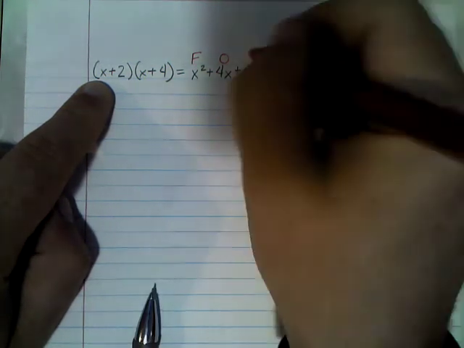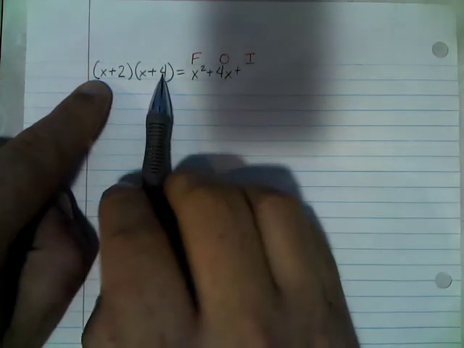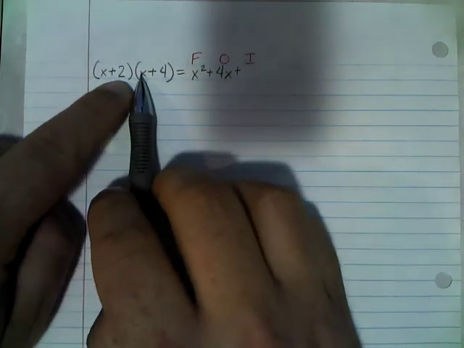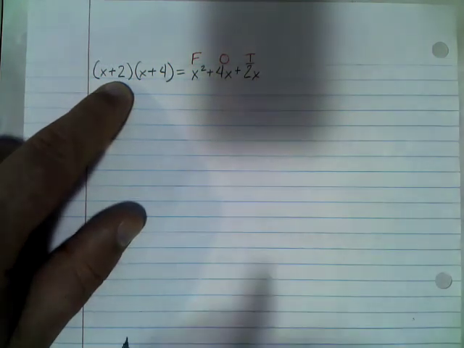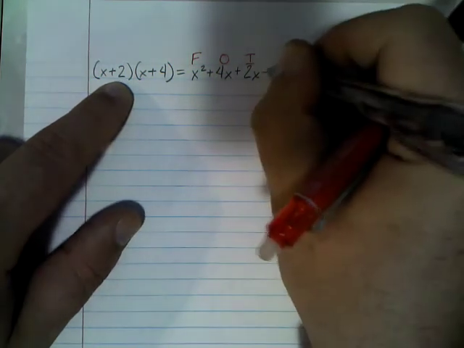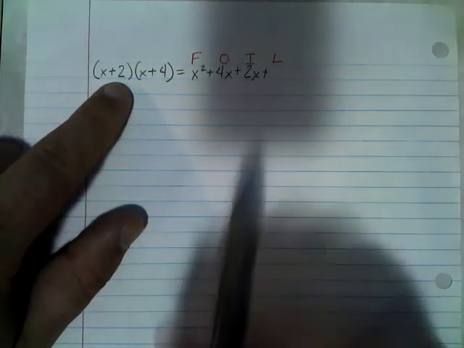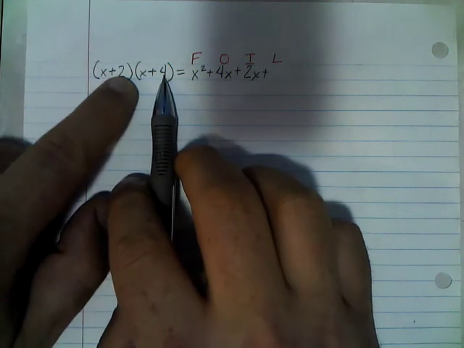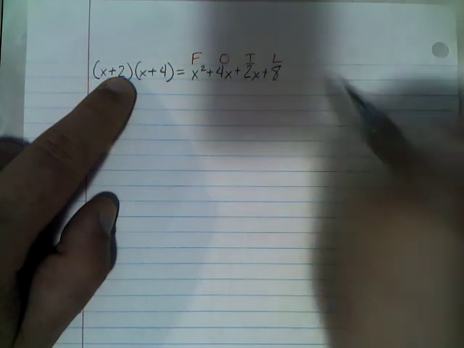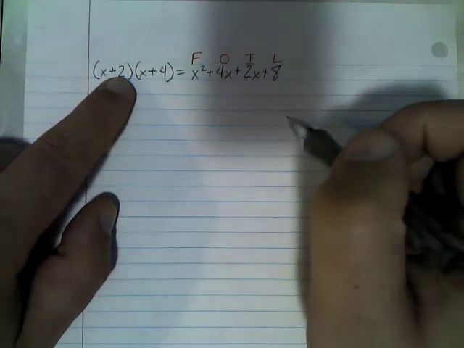Plus, next up is I for insides. So if those are the outsides, then these are the insides. So 2 times x is 2x. And then finish it off, FOIL the L. So if these are the first terms in each binomial, then these are the last terms. So 2 times 4 is 8. And there we go. Didn't need my rectangle.